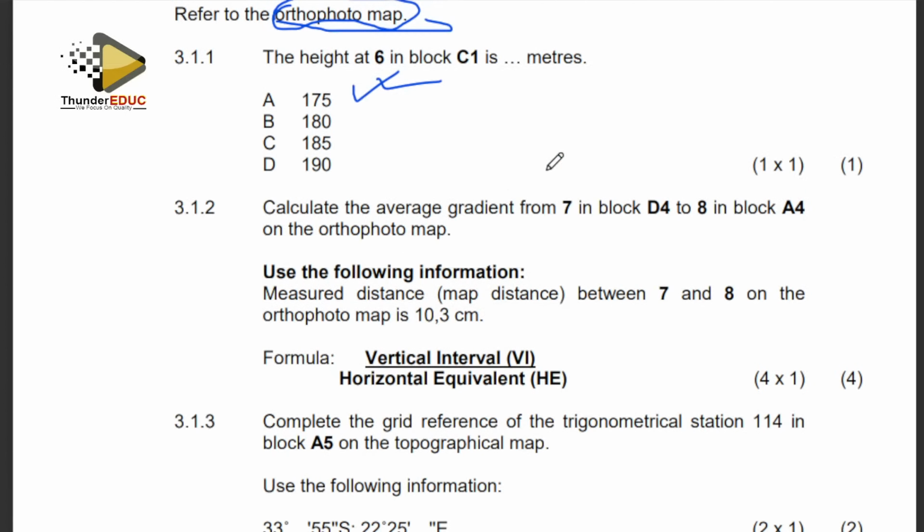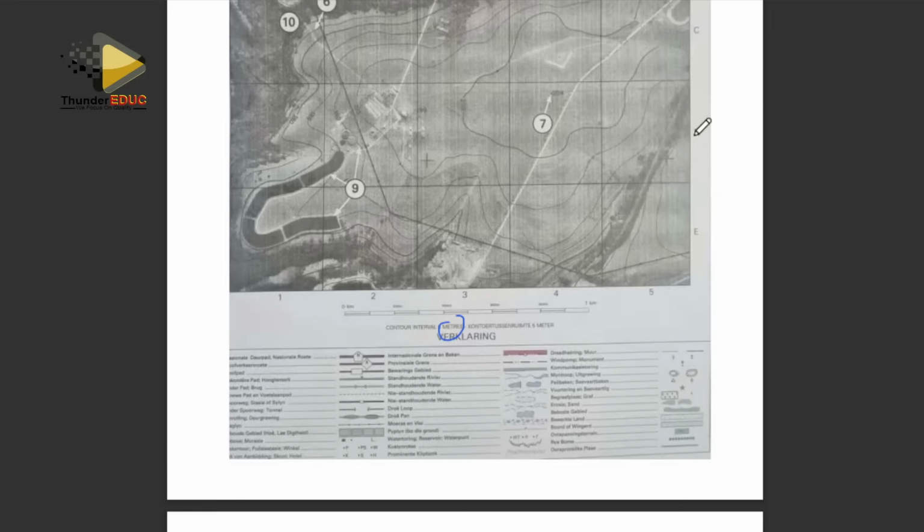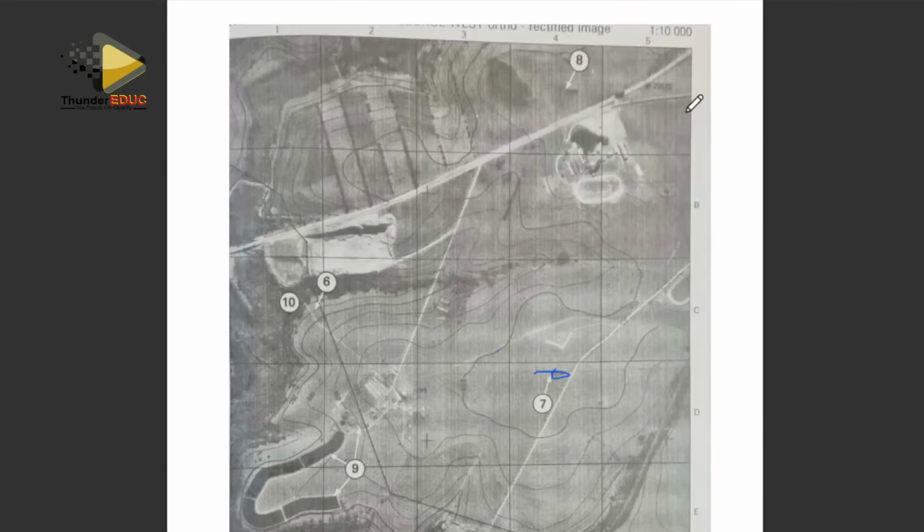Between 7 and 8. So 7 is in D4, 8 is in F4. This is D4, this is F4. So it's this one here and F4. You go up there. 8 is here. Okay, so those are the two places that we are supposed to use. And what are they asking us? They are asking us to calculate the average gradient.